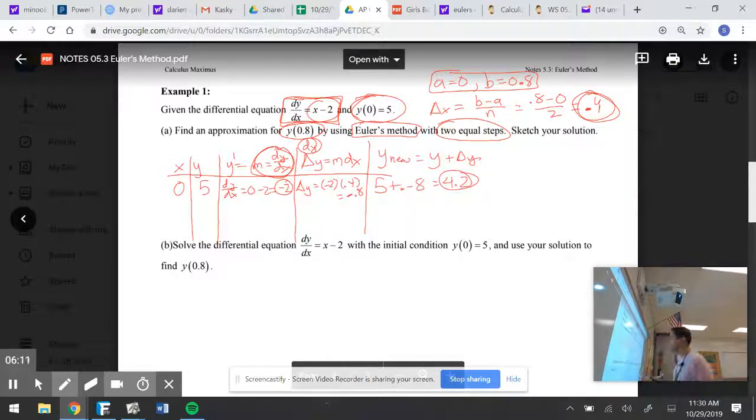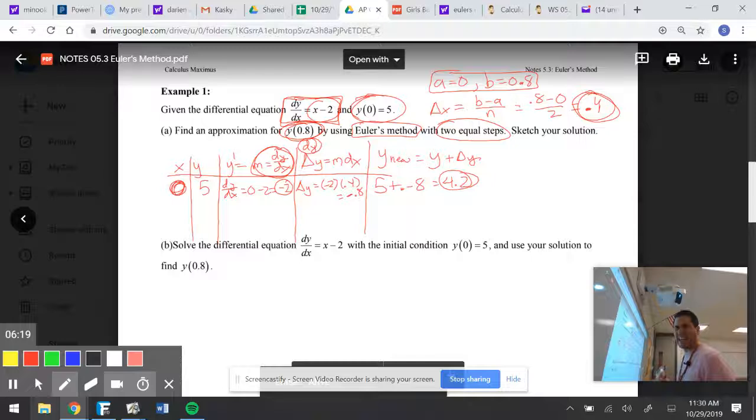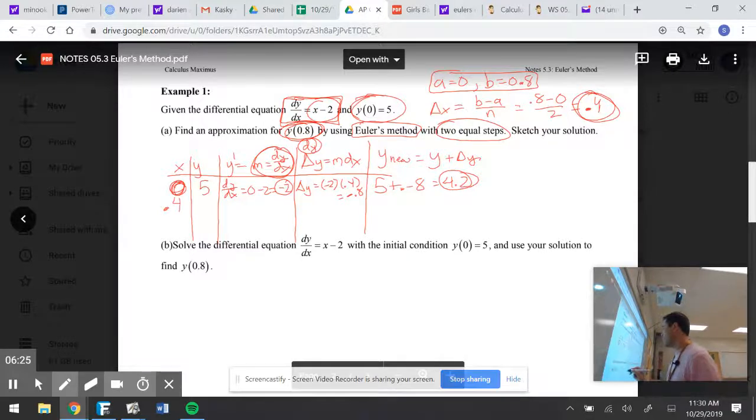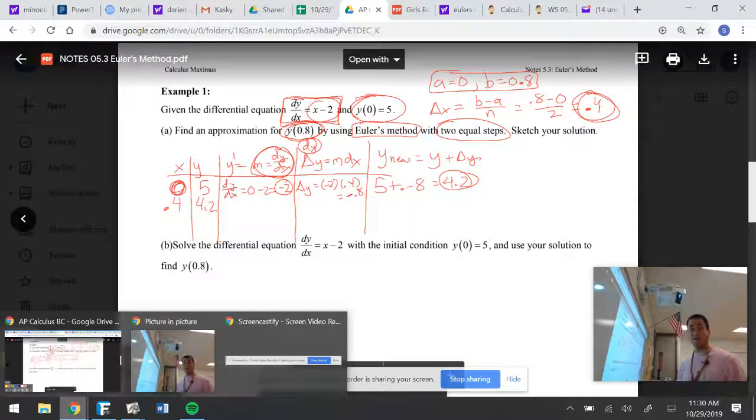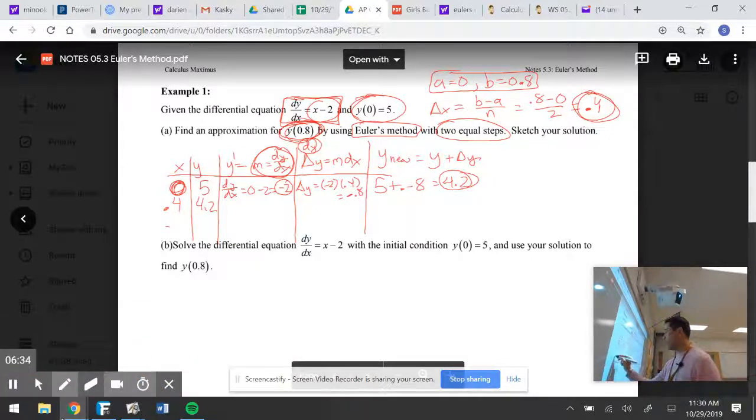Now, I have to keep on going until I end up with an x value of what I want to approximate, which would be 0.8. Now, my new x, I changed it by 0.4, so 0 plus 0.4 would be 0.4, and my new y would be 4.2. So now I'm just going to keep on going until I get an approximation for 0.8. It said 2 step sizes. There's 1, there's 2. I will be done once I'm able to find that.